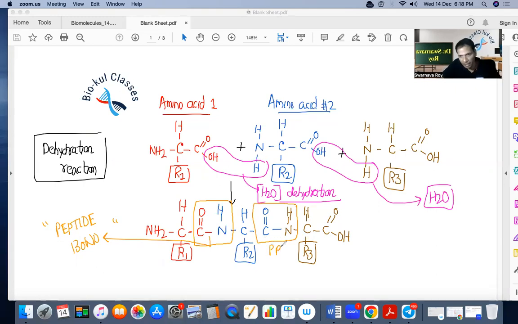We'll say PB, peptide bond. All right, so now this becomes a dipeptide. In this way, another amino acid can join and form a tripeptide, a fourth amino acid to form a tetrapeptide, pentapeptide, like that.